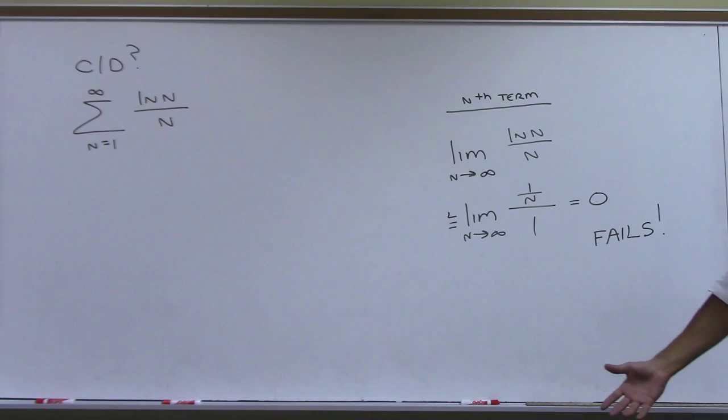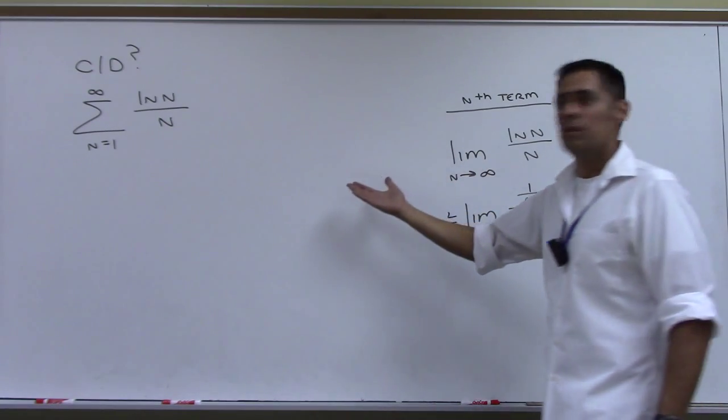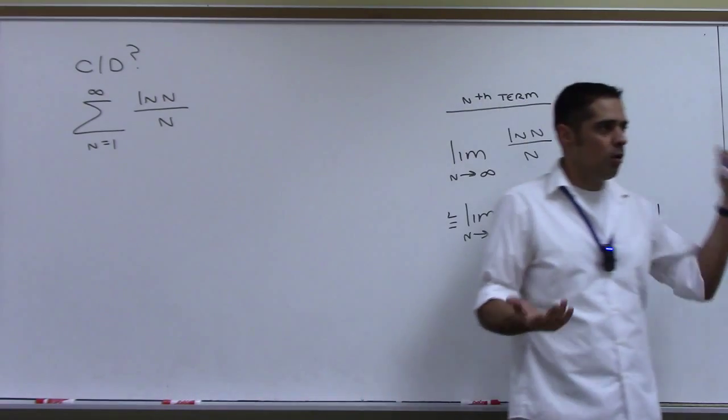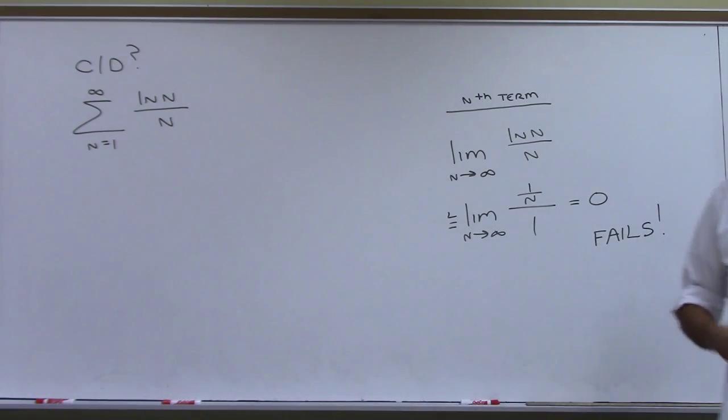What else do we have? Is that a p series? Well, it's n to the first power, but the top would have to be like a number, like 1. So it's not a p series. So it's nothing we've seen, right?